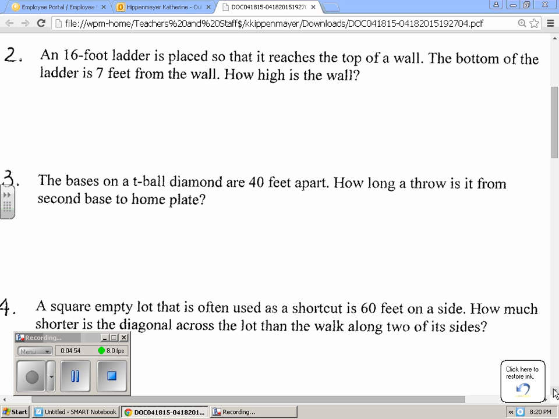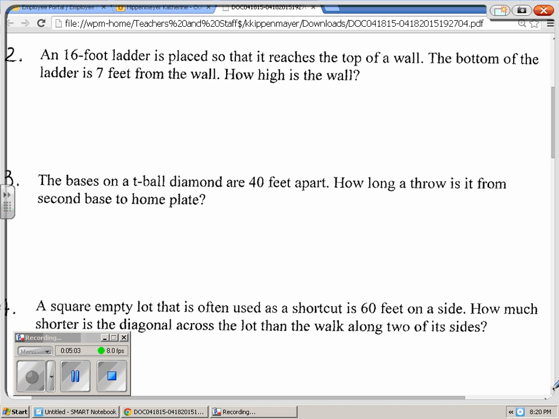All right, number 3. The bases on a T-ball diamond are 40 feet apart. How long a throw is it from second base to home plate? So let's draw our baseball field, or our T-ball field. They said that the bases are 40 feet apart, 40 feet. And we know that these are 90-degree angles.